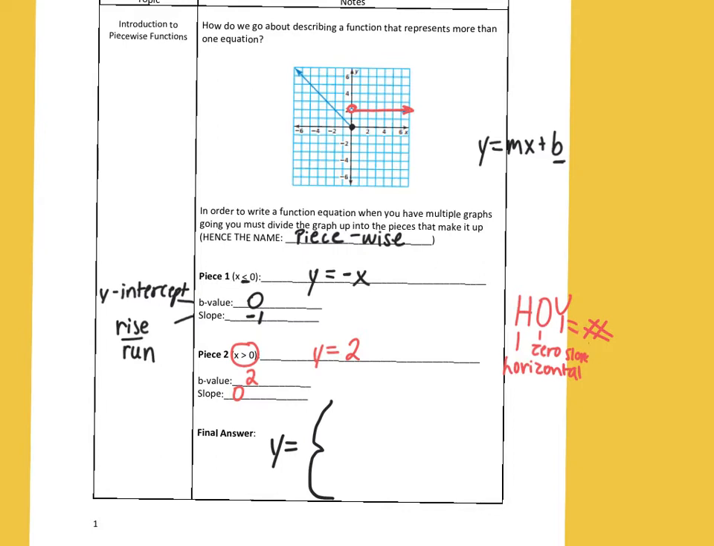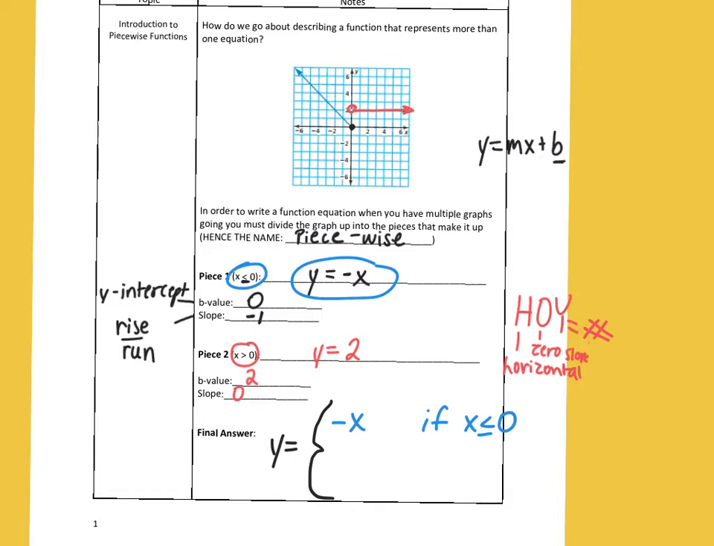So for the first piece here, y equals negative x. I don't need to write the y equals again, but I just need to write the negative x. So y equals negative x if x is less than or equal to 0. Okay, and I got that just from what they told me right there. But I could also look at the graph and see that the line is only defined for x is less than or equal to 0.